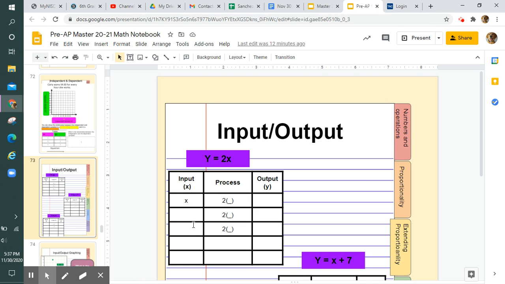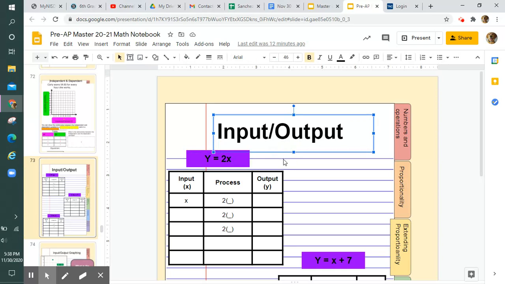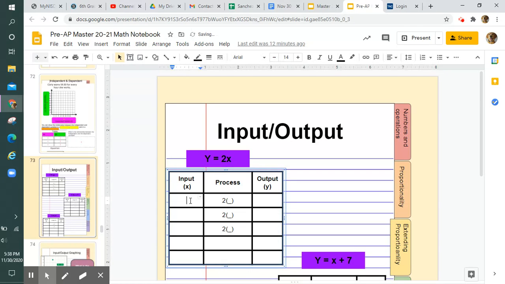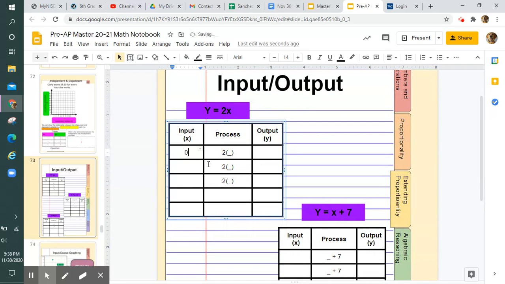Right, today we're going to look at input and output tables. An input-output table gives you a rule, like what's in this purple box here, y equals 2x, so an equation, and you are creating the x's and the y's for it. So you're picking x's and y's that make sense with it. For this first one, since we have 2x, I'm just going to pick 0, 1, 2, 3, and 4, and that'll give us what we need.